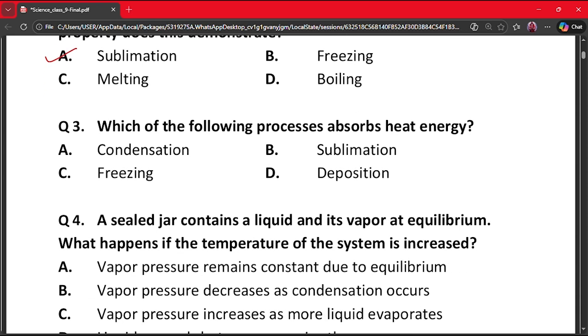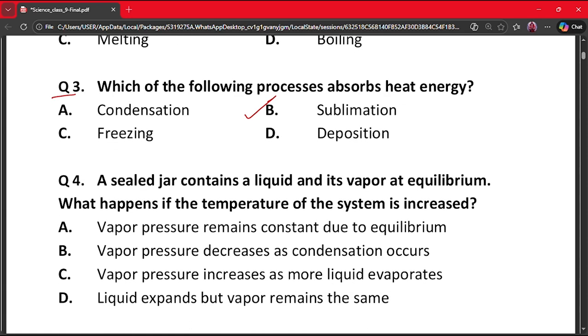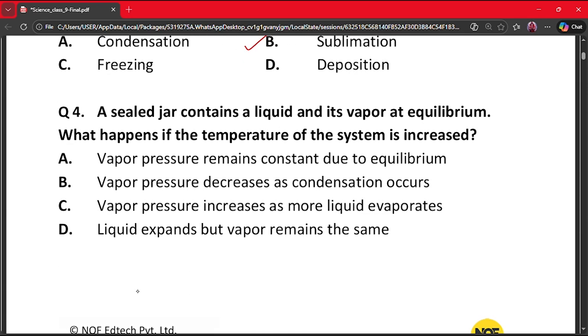Our next question is question number 3. Which of the following processes absorbs heat energy? A. Condensation, B. Sublimation, C. Freezing, and D. Deposition. Here the correct answer is option number B, because sublimation absorbs heat energy and solid particles need energy to overcome attraction and change into gas.